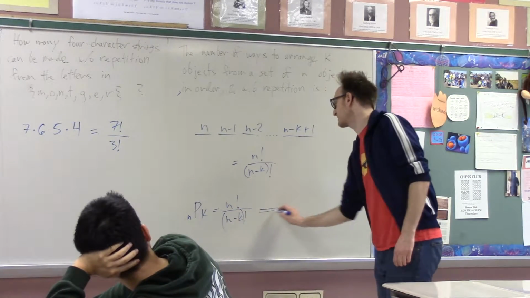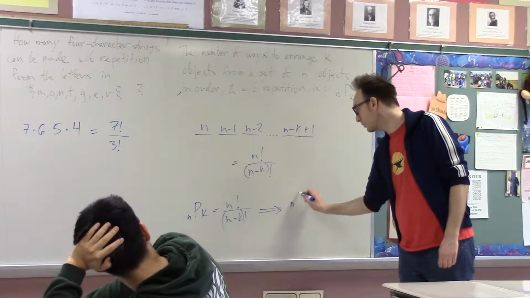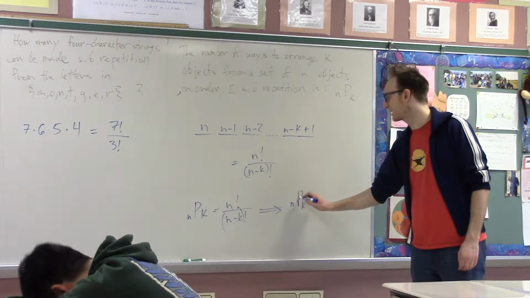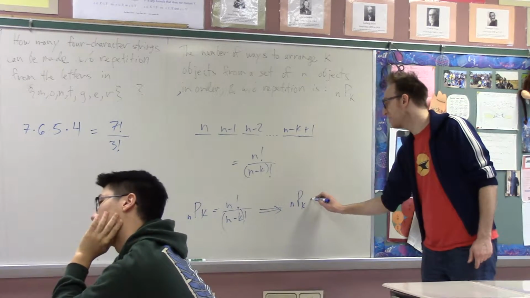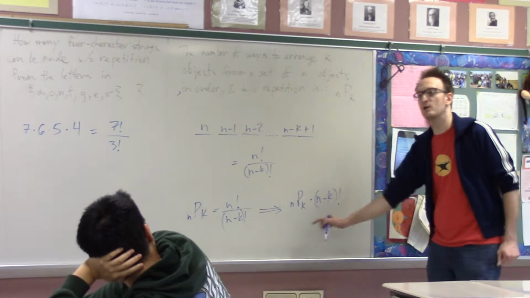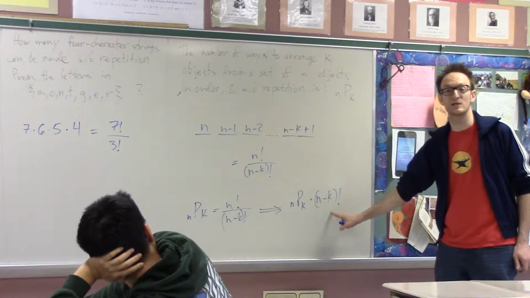And I think the easiest way to see this is to do the multiplication. If you pick k objects from n total objects and put them in some kind of order, and then you multiply by n minus k factorial, well, here you've ordered the first k objects, and now you've ordered the rest of the objects as well.